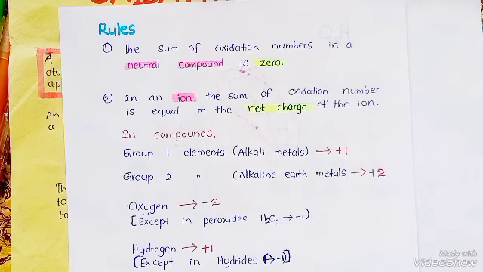In order to determine the oxidation state of an atom in a compound, we have to follow a few rules. The first one is the sum of the oxidation numbers in a neutral compound is 0. The second one is in an ion, the sum of oxidation numbers is equal to the net charge of the ion.